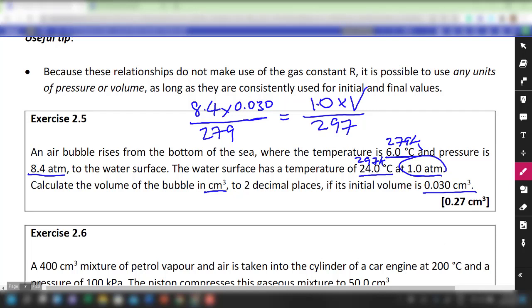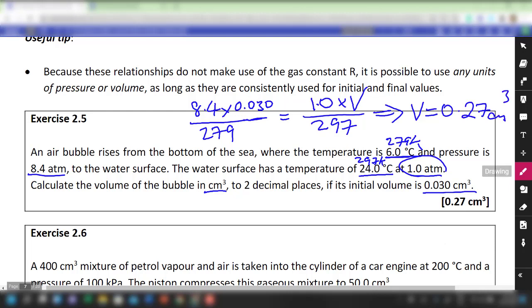With that, I'm just going to bring 297 over to the other side, and then 1.0 to the bottom. So I'm going to quickly punch my calculators. I'm going to get volume is equal to 0.27 cubic centimeters.